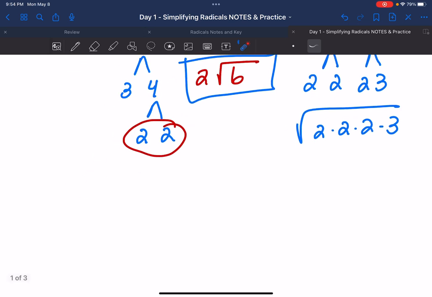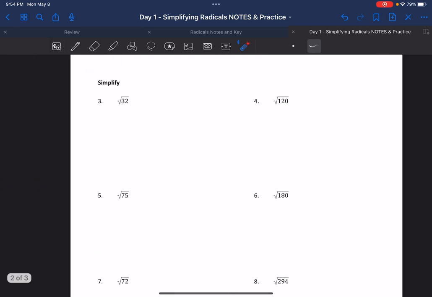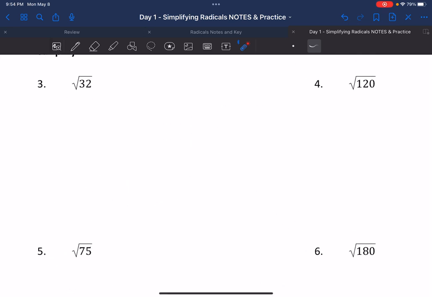Let's do another example. Go ahead and go to the back side. All right, if you feel like you want to give this a try on your own, go ahead, pause the video, and come back and see how I did it.